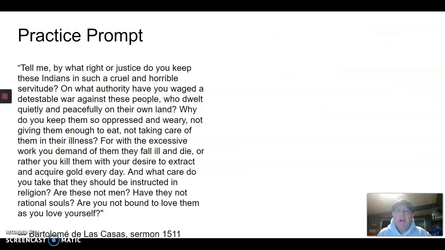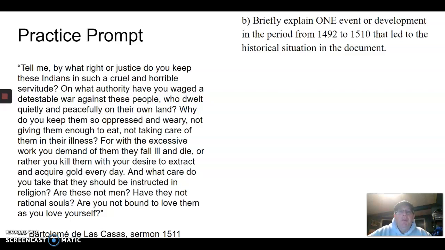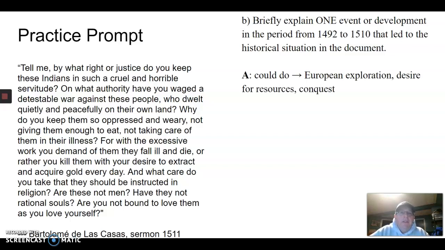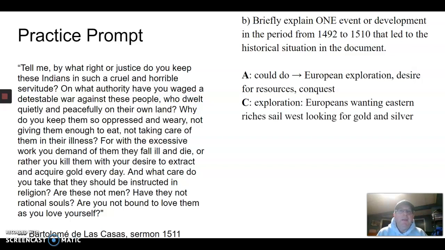All right, moving on. The next part is always a cause one for a stimulus. So what's one event before this stimulus that led to the historical situation? So why do we have a situation where Las Casas is making that sermon? So lots of things you could do. They all boil down to the same ideas. You could say just the fact that there's exploration. That's a big thing that led to it. People wanting resources. The conquest itself is an immediate one. That will all lead you to about the same place.